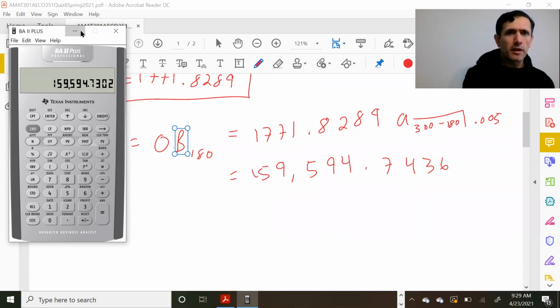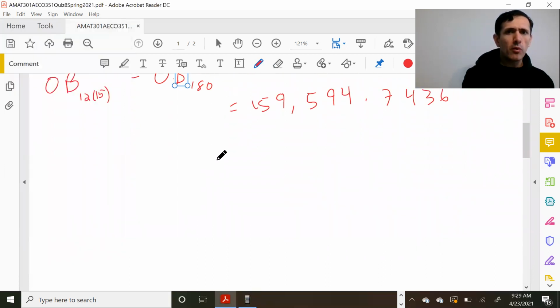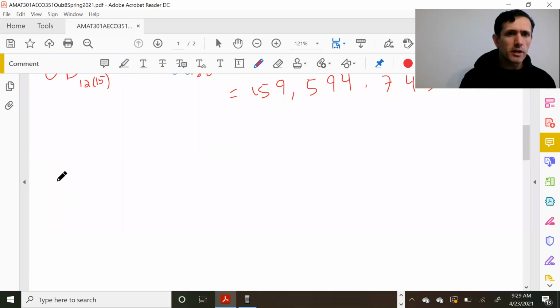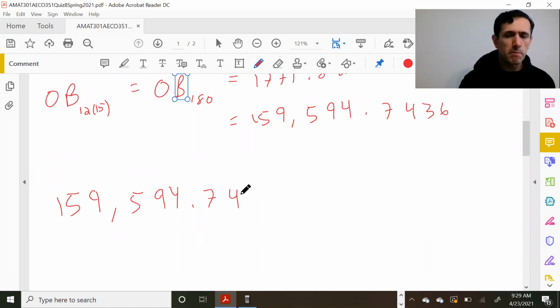All right, so enough of that. Now we do a loan reset. Basically, I want to take out a new loan for 159,594 and basically 74 cents.